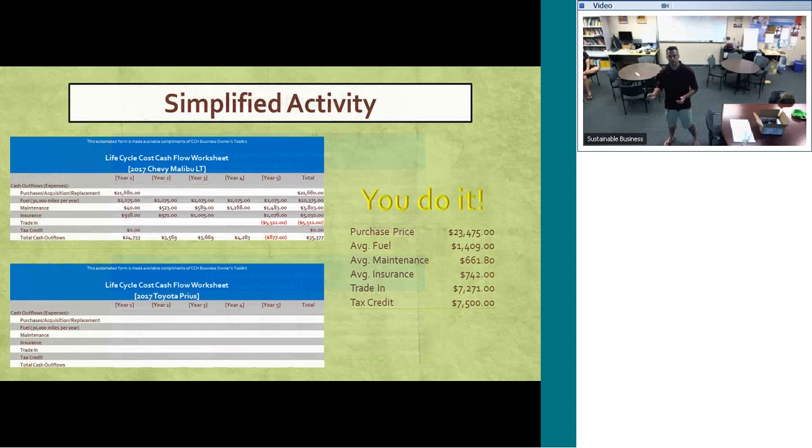So next, we're going to compare a simplified activity for you. I've already left up the Chevy Malibu cost, and I'm going to give you the opportunity to fill in the life cycle cost for a 2000 Toyota Prius. I've taken all the numbers and added them out for you so you can add them up quicker, and you'll just total out for each year, 1 through 5. The tax credit will go on the first year, the trade-in credit will go on year 5.